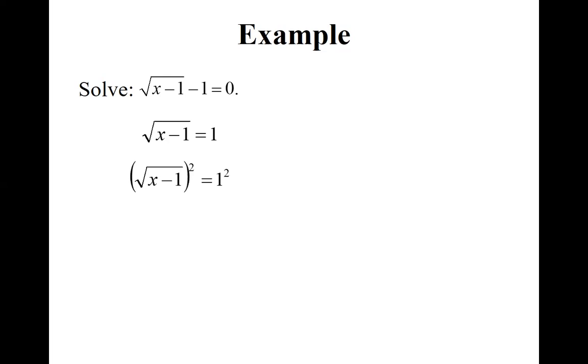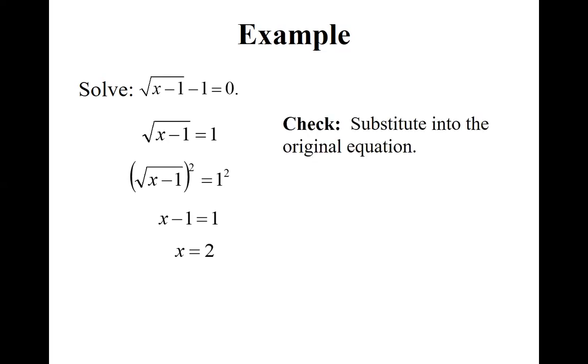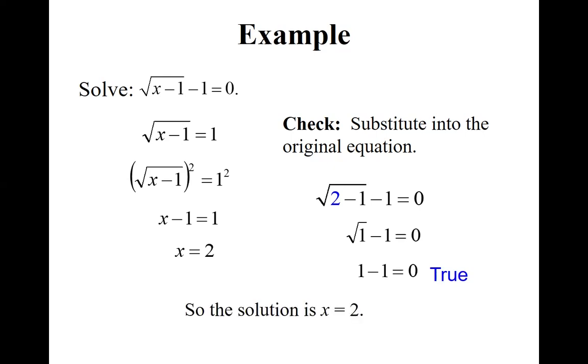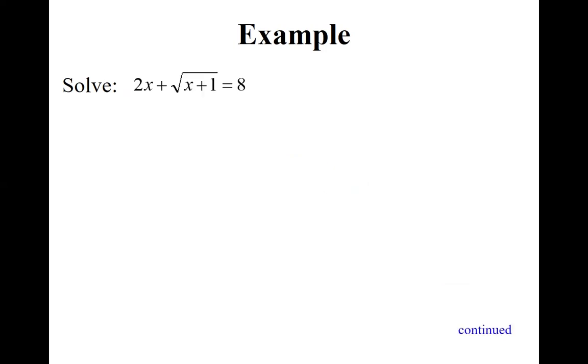The square and the radical cancel each other out, just leaving us with x minus 1. And 1 squared is 1. Add 1 to both sides to get x equals 2. We check. Take the 2, plug it into the original equation. Square root of 2 minus 1 is the square root of 1, is 1. Minus 1 is 0. That is true. So x equals 2 is our solution. Another one.